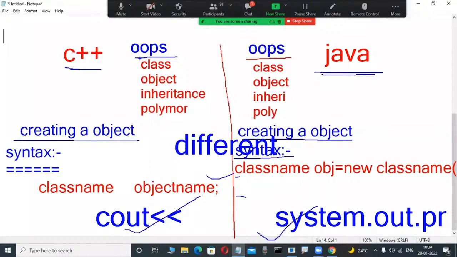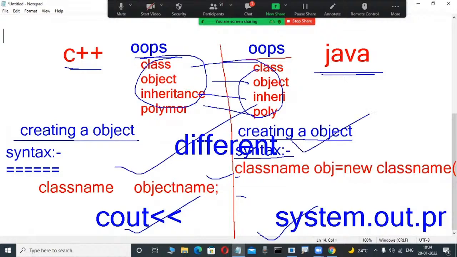But conceptually, some OOPS concepts are the same or not? Same. What is a class, what is an object, what is inheritance, what is polymorphism? Same. But syntactically totally different. Why? Because those are two different languages, two different products from different companies. That's why functions are different and the syntax is also different.